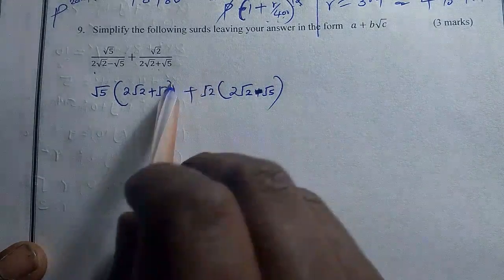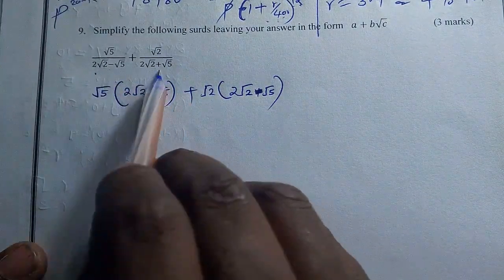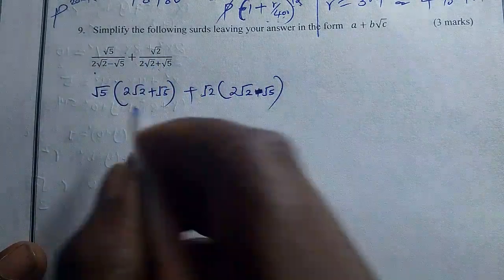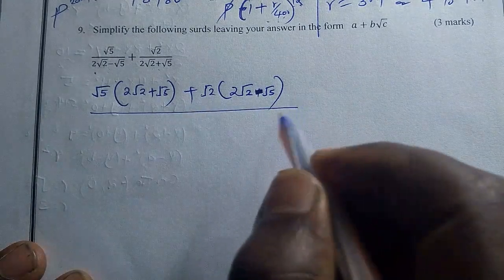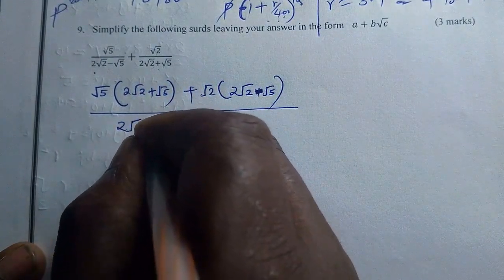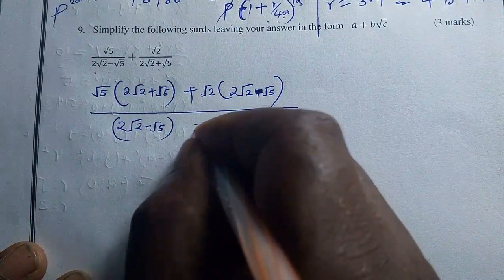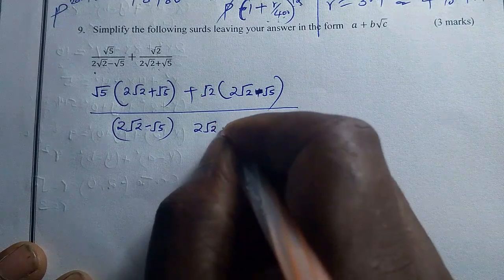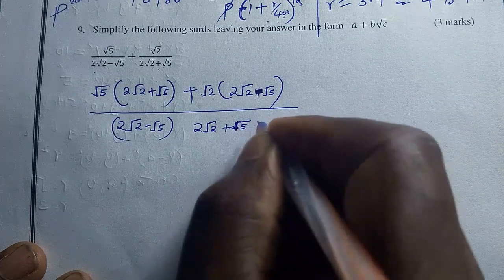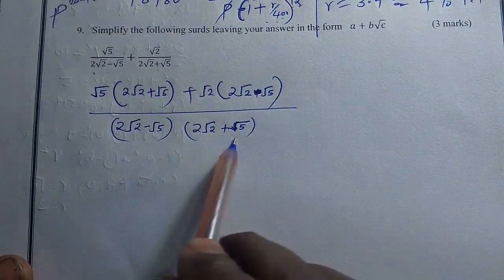Actually, this is like taking the LCM. What is the LCM of these two? It is this times this. So this goes here and this goes here, over the LCM. What is the LCM? The LCM is 2. If you take it as LCM, it's going to be very simple. This way. So this is the conjugate of this, a normal way.